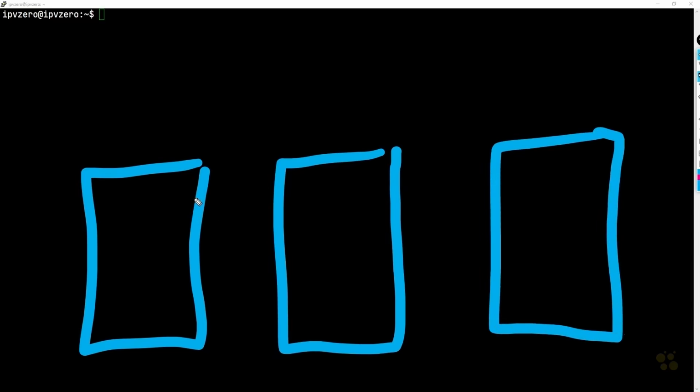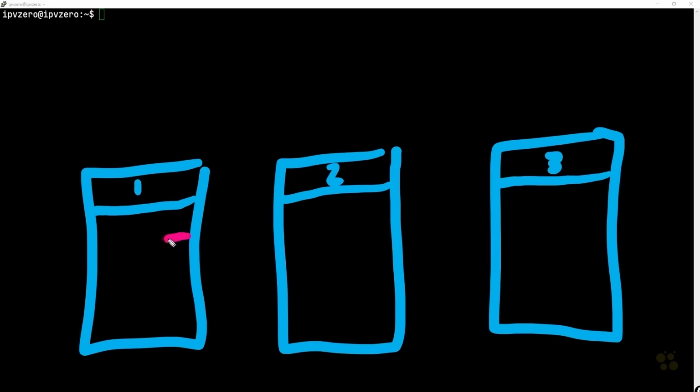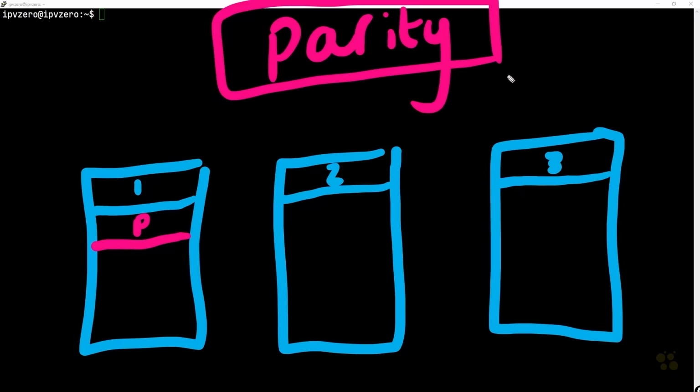So the way the data would be written is you could write the first part here to disk 1, and then the second part to disk 2, and then the third part here to disk 3, and then you would add in something called a parity block. Now what this parity data is, it's simply just data that has been derived from the other data stored on the other devices. Now I'll explain how that works in a little second.